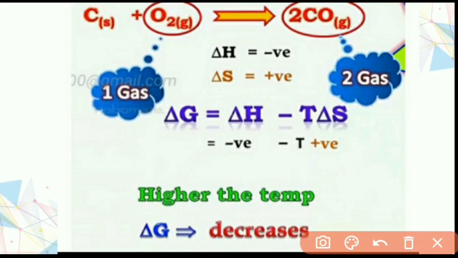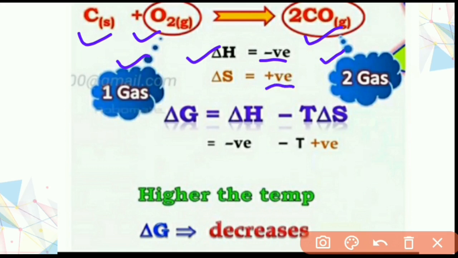Thermodynamic relation for the formation of carbon monoxide. In this reaction, carbon combines with oxygen and forms 2 moles of carbon monoxide. Here also the energy is released from the system, so del H, the change in enthalpy, becomes negative. And in this reaction 1 mole of gas forms 2 moles of gas, so randomness increases. So del S, the change in entropy, becomes positive.